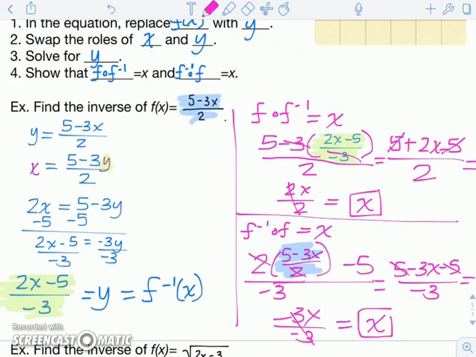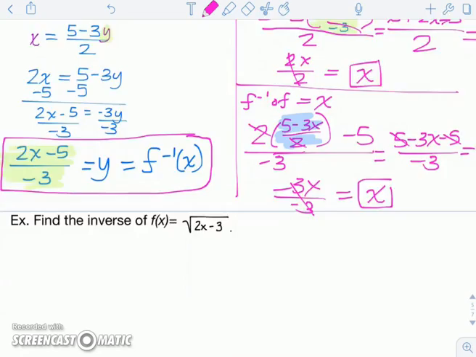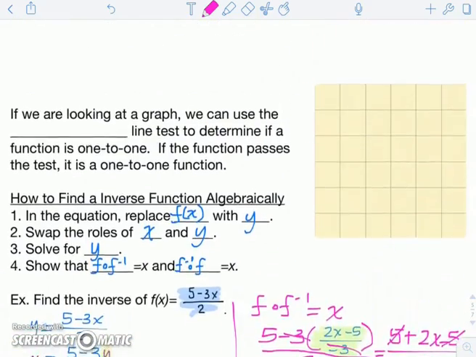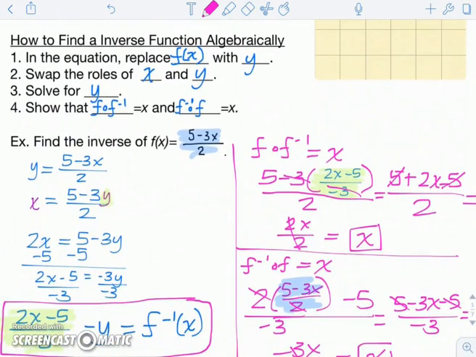So my actual answer when they asked me to find the inverse is this. This is my inverse right here: (2x minus 5) all over negative 3. But I proved that they are in fact inverses of each other with my work on the right side of the screen. Here's another example of finding the inverse and verifying. We're going to do tons of practice with it in class because it shows up later when we talk about inverse functions.